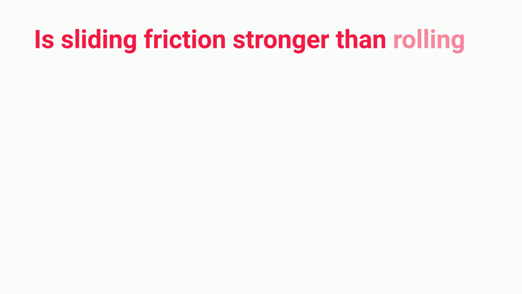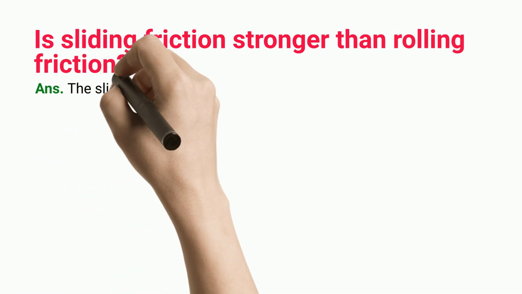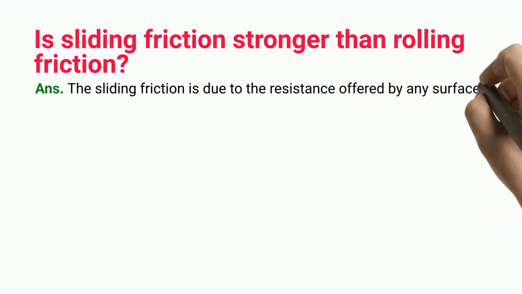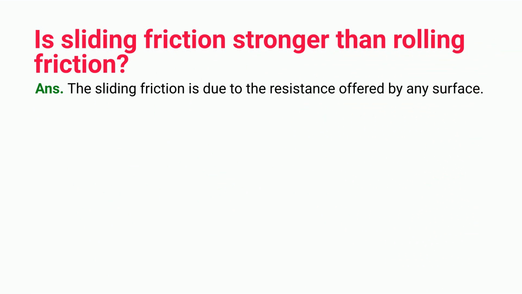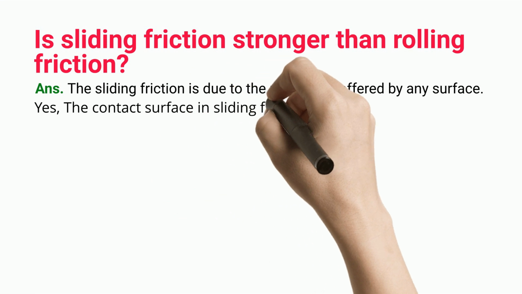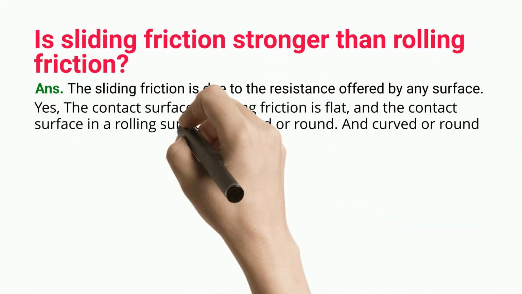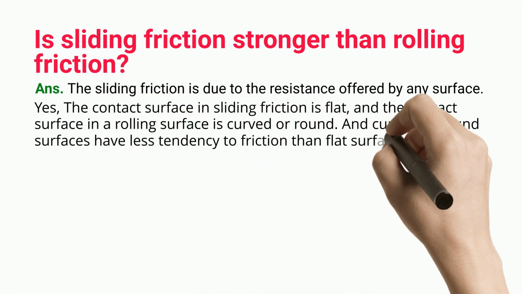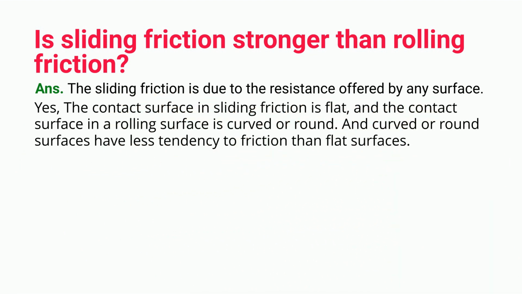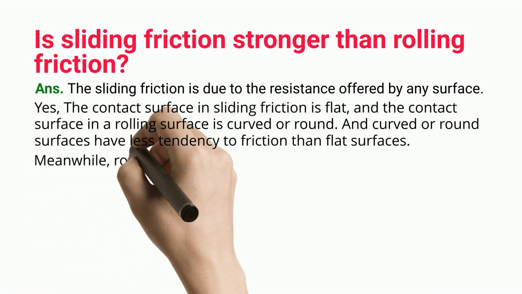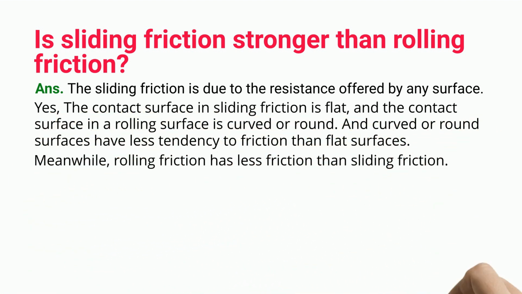Is sliding friction stronger than rolling friction? The sliding friction is due to the resistance offered by any surface. Yes, the contact surface in sliding friction is flat, and the contact surface in rolling friction is curved or round. And curved or round surfaces have less tendency to friction than flat surfaces. Meanwhile, rolling friction has less friction than sliding friction.